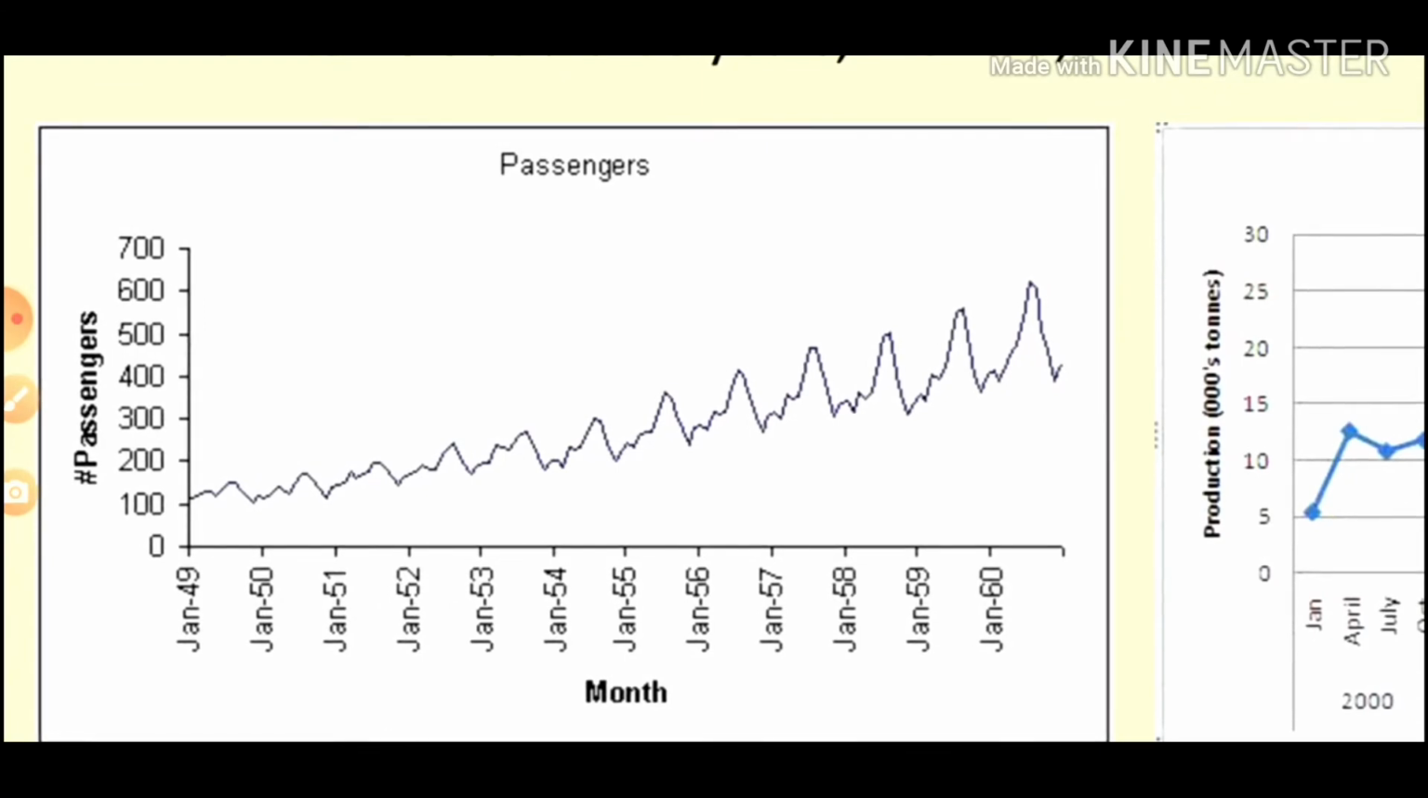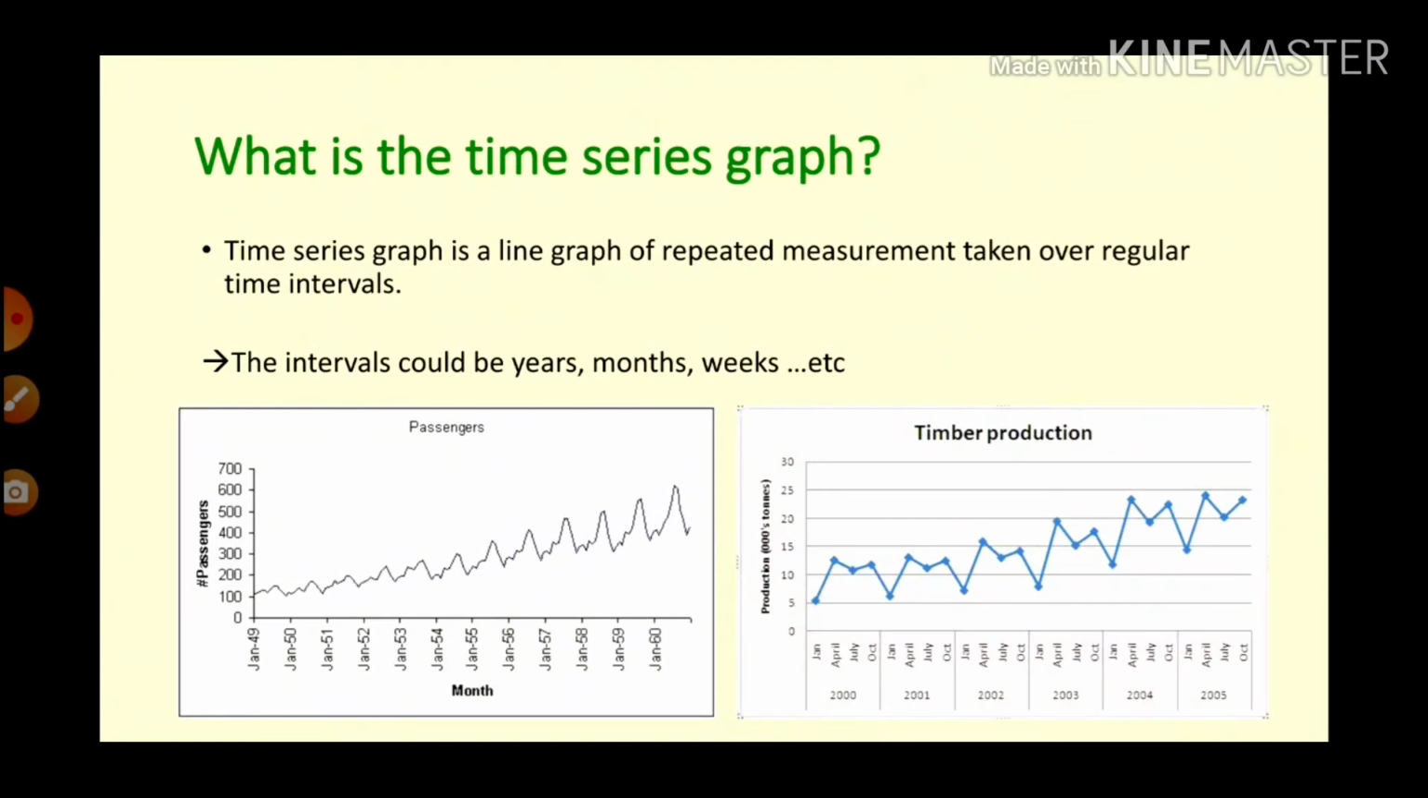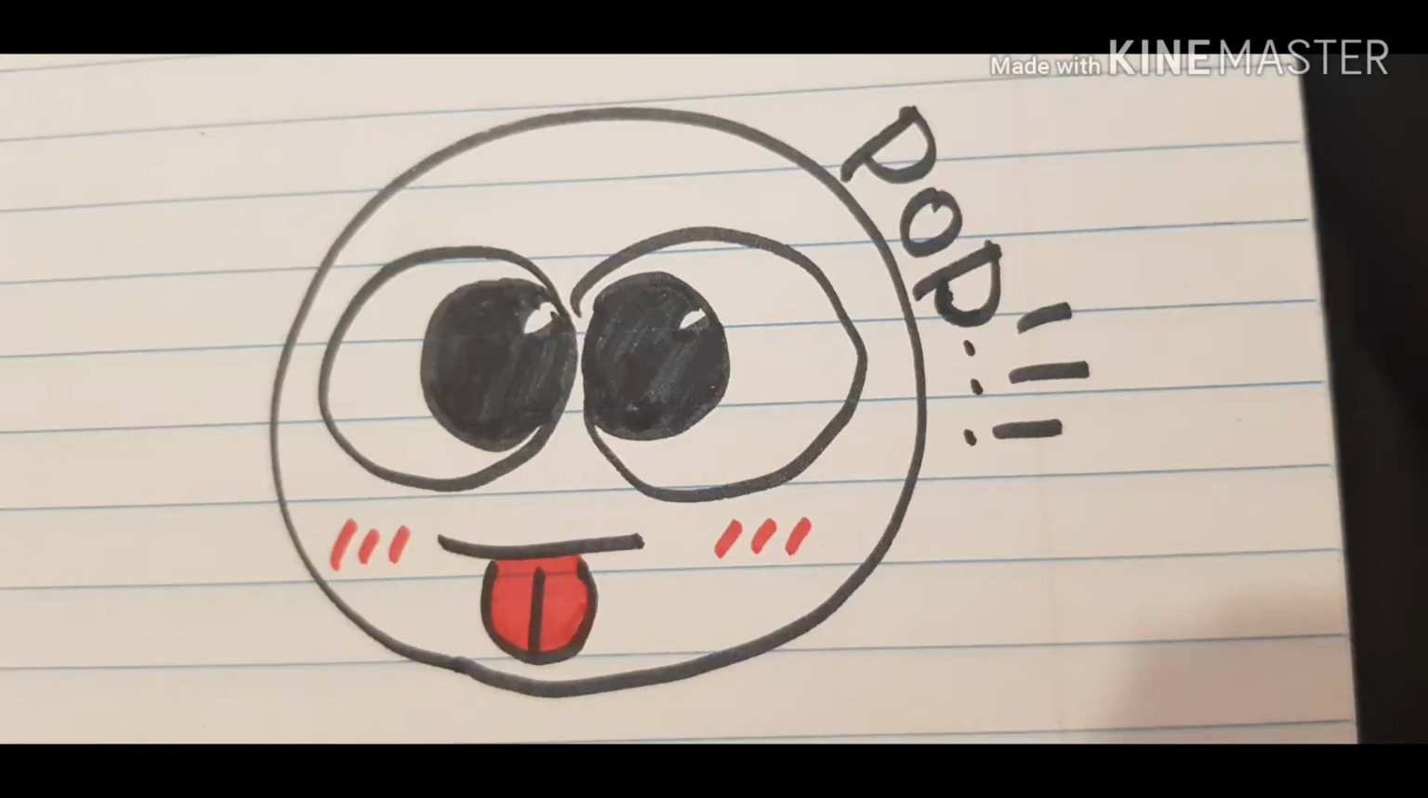Let's have a look at this one. This time it's daily: Jan 49, 50, 51, 52. However, if you look closely in here, multiple data has been recorded in each day. So therefore, the interval for this one will be hours. Okay, so there you go. This is the time series.